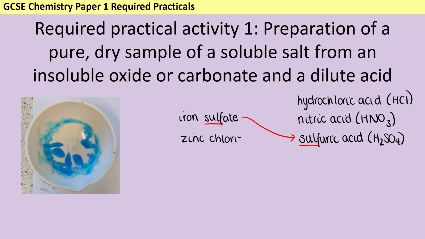And then likewise, if we're asked to make some zinc chloride, that's going to be the hydrochloric acid, because again, we've got that chlor in there. And then if we're asked to make some tin nitrate, well, we would need some nitric acid. So once you understand that this is really a multiple choice piece of information, then it becomes a lot easier.